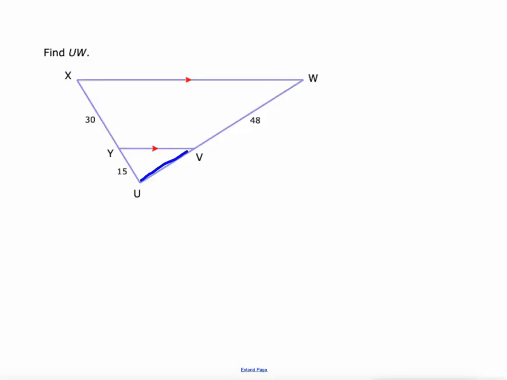All right, so this time we're trying to find UW. Again, UW is this entire length. So let's just focus first of all on UV. So we'll set it up as UV over 48 is equal to 15 over 30.